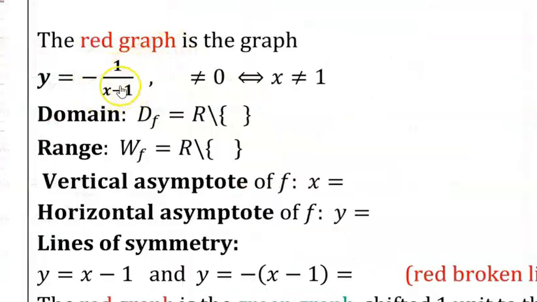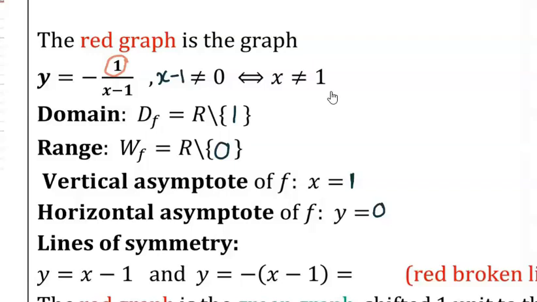First of all, our denominator can never be 0, so we may not have x minus 1 equal to 0. That implies that x may not be 1. So, in the domain, we can have anything except 1. Again, the numerator cannot be 0, so we cannot have an answer of 0. So, the vertical asymptote will be x equal to 1. The horizontal asymptote will be y equal to 0.